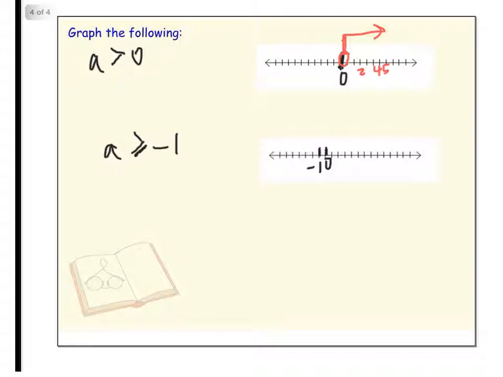The bottom one says a is greater than or equal to negative 1. So I know my number can be equal to negative 1. So I'm going to do a closed dot. And I'm looking for numbers that are bigger than negative 1.